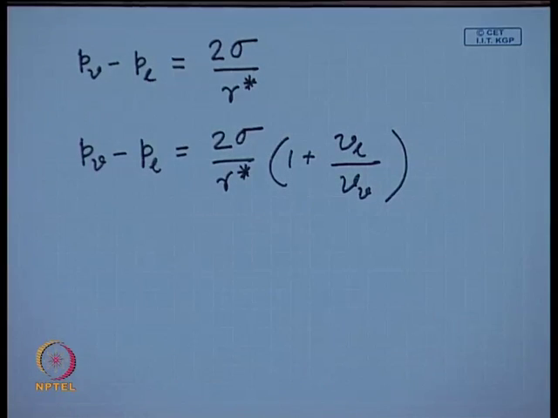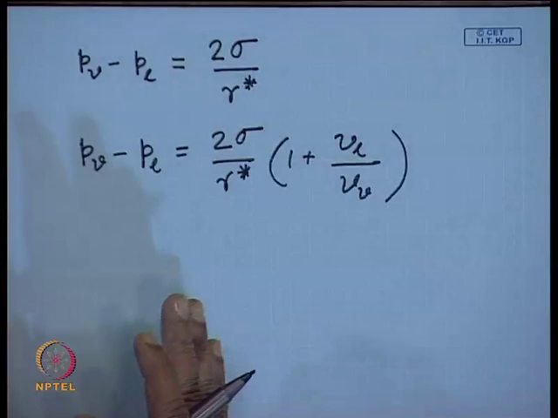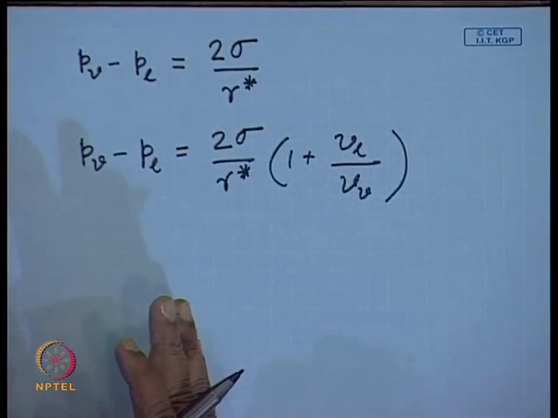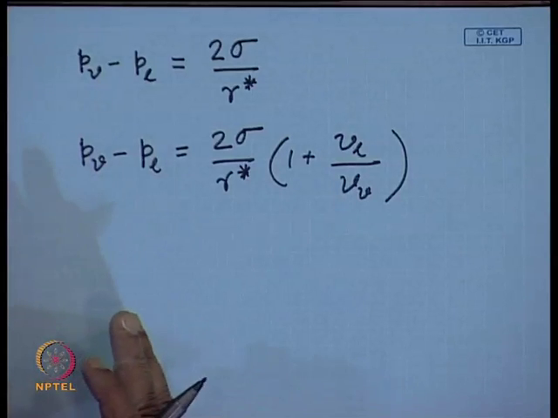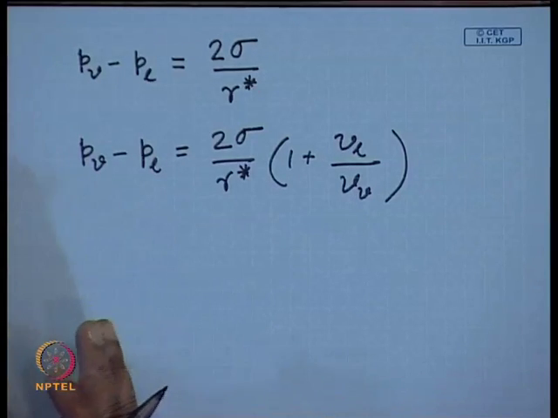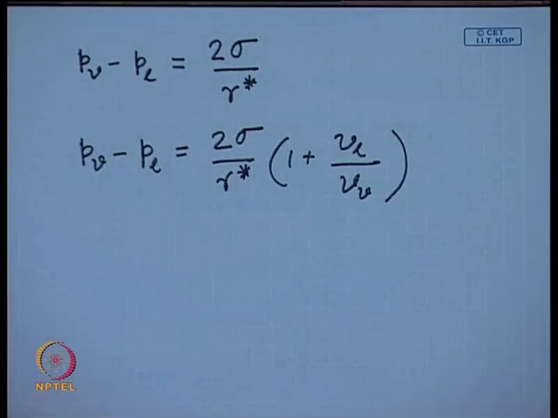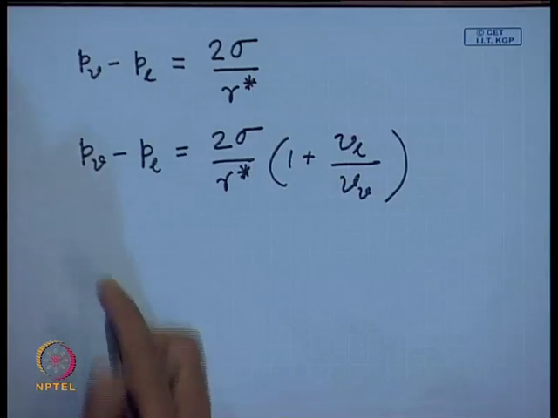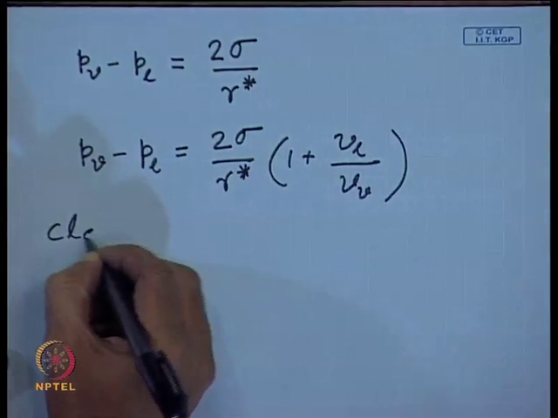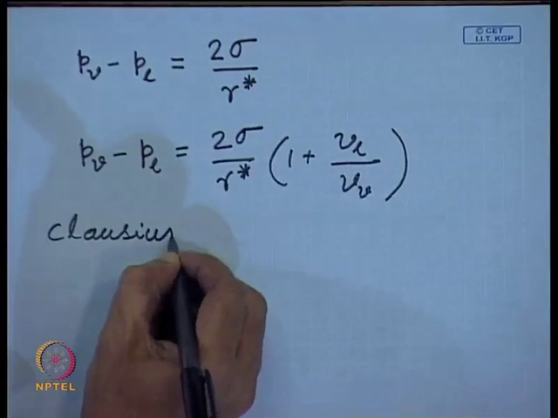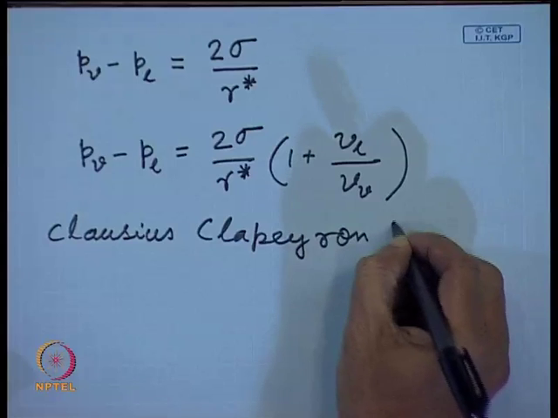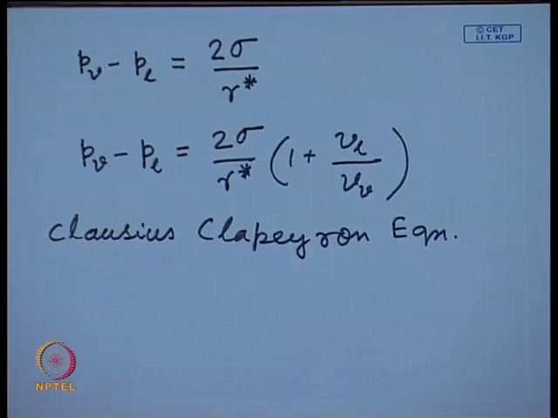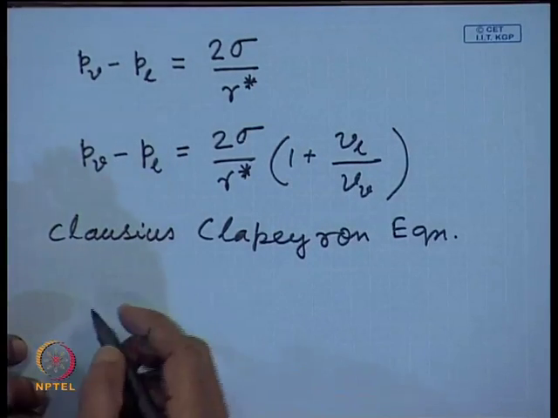Now, you see, one has to appreciate that the liquid and vapor, at least near the interface, are very close to the saturation condition, and we can use the Clausius-Clapeyron equation for this particular situation. So, if we use the Clausius-Clapeyron equation for this particular situation, then what do we get?